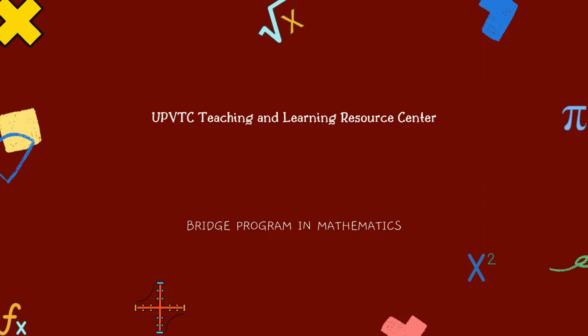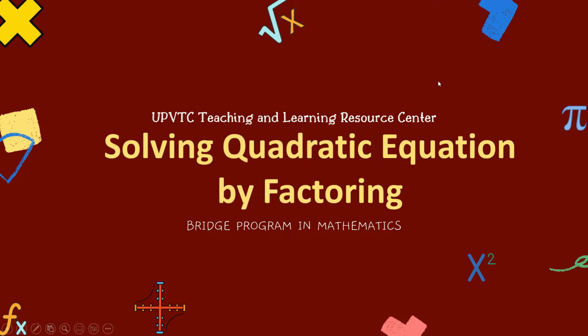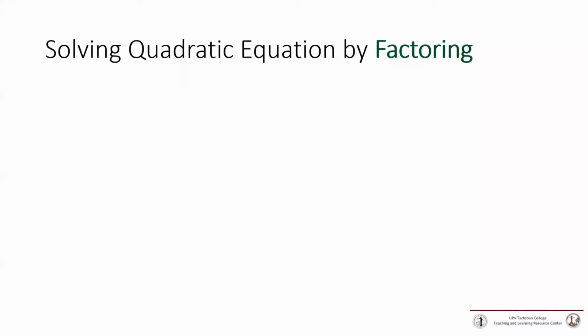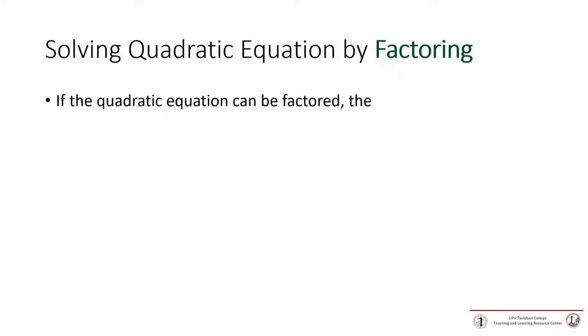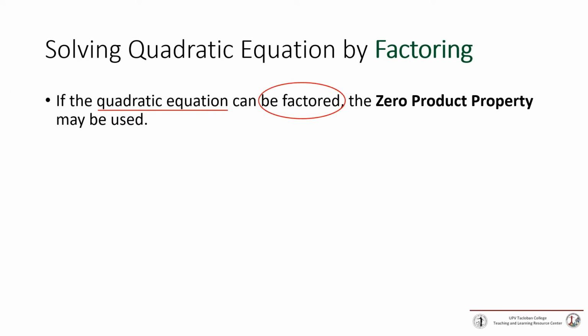For today's video, we're going to discuss quadratic equations by factoring. We're going to solve a quadratic equation using the factoring method. If the quadratic equation can be factored, the zero product property may be used. And what is the zero product property?